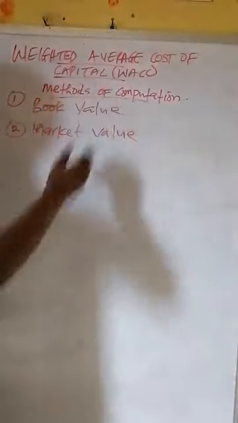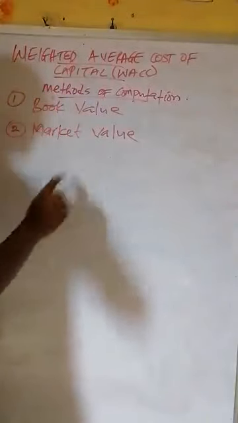By this, we can compute the weighted average cost of capital for the company. Before we go to that, another name for weighted average cost of capital is called what? Composite cost of capital. Now we said we have two methods of computation, which are book value and market value.